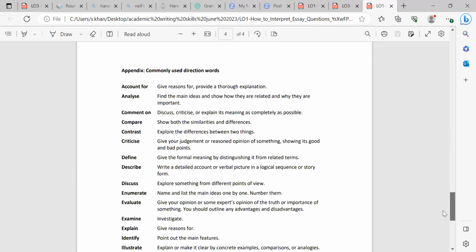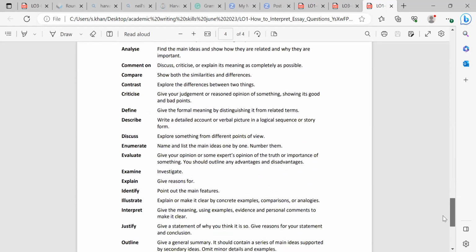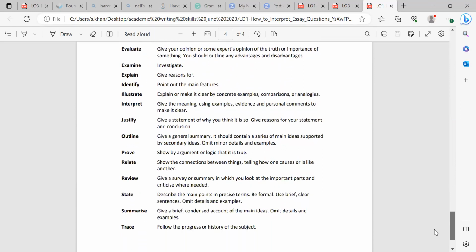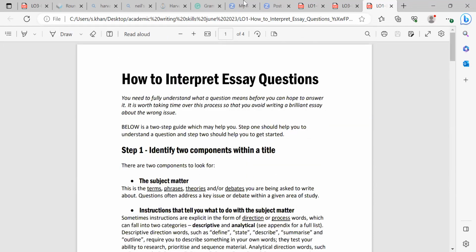And these are some commonly used direction words that you could use: account for, analyze, comment, compare, contrast, discuss, evaluate, illustrate, explain, justify, outline, review, prove. These are all some of the words that you could use, okay? So let's go back to the assignment bit now.